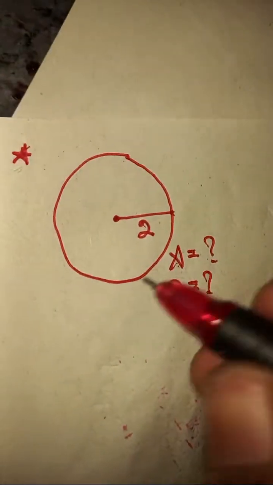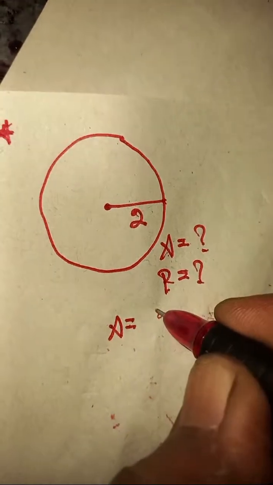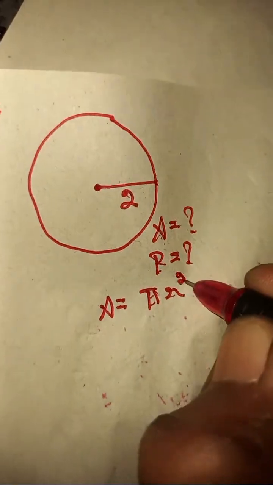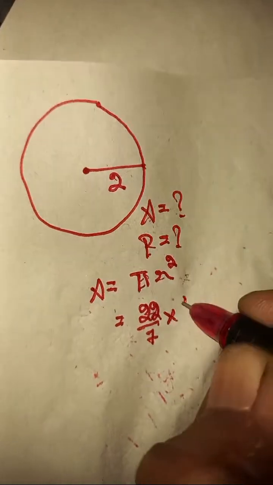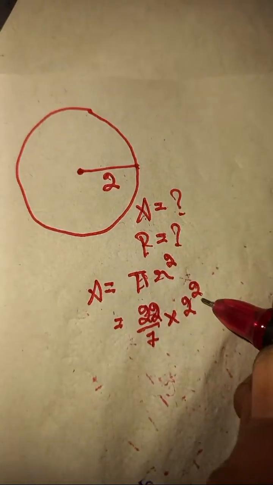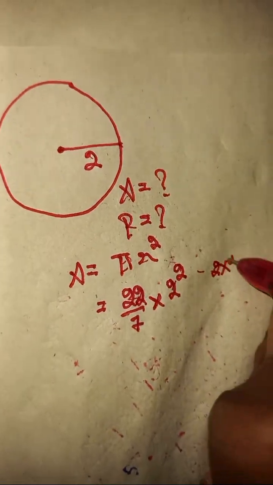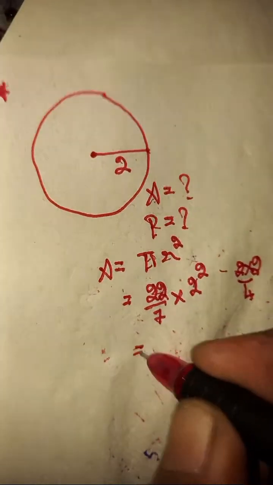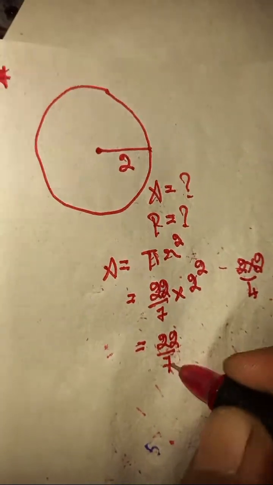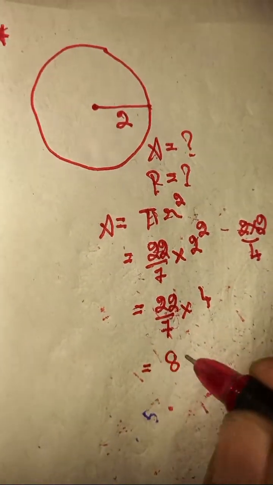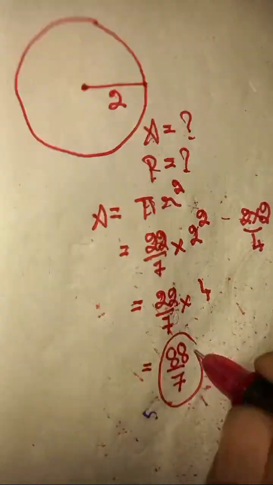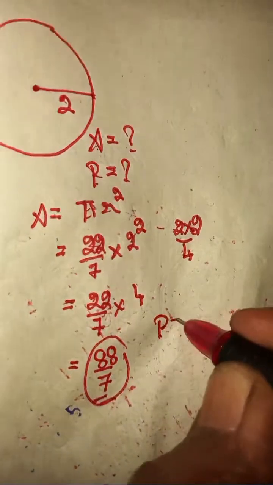Here area you can do as pi r square. This pi r square means 22 by 7 times 2 square. This 2 square is 2 times 2, 4. So it is 22 by 7 times 4. 4 times 22 becomes 88 by 7. Now this becomes the area, and this is the perimeter.